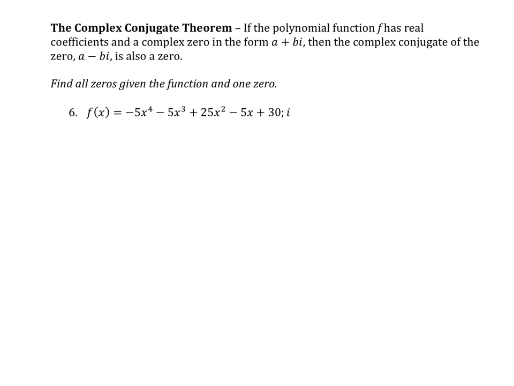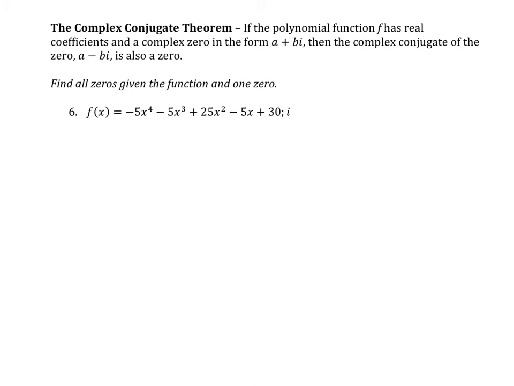So the next thing we're going to talk about are complex conjugates. You should know that if a complex number is a 0, then its complex conjugate is also a 0. So if a plus bi is a 0, then a minus bi is also a 0. We can use that in an example like this.